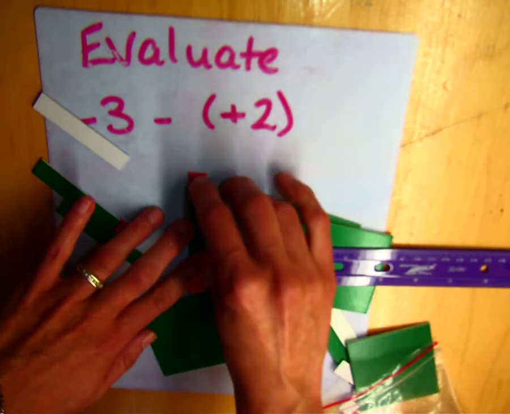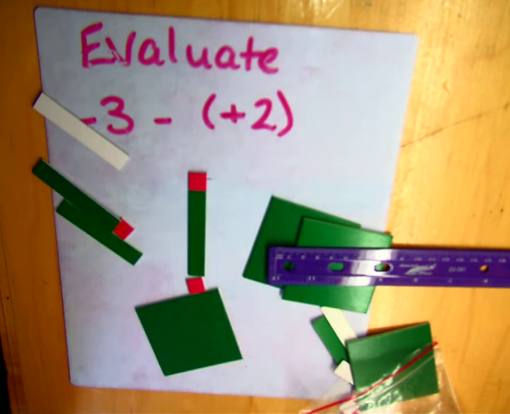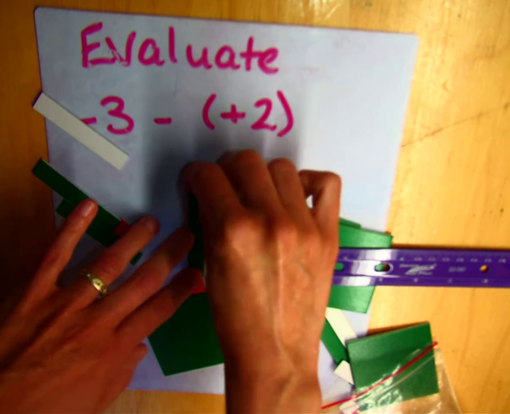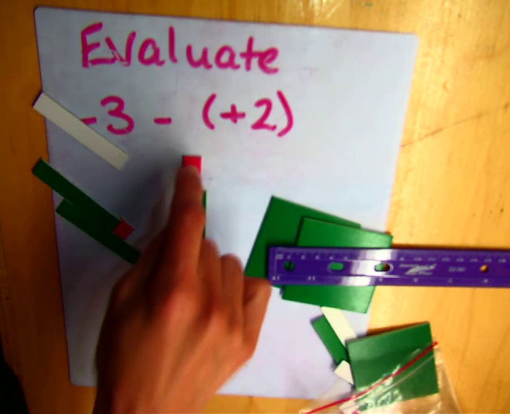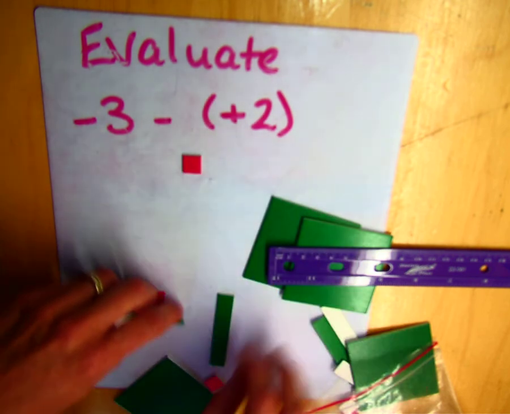You'll notice that the red tile is also 1 centimeter by 1 centimeter. So this is a +1. We'll be using this to work with our integers.